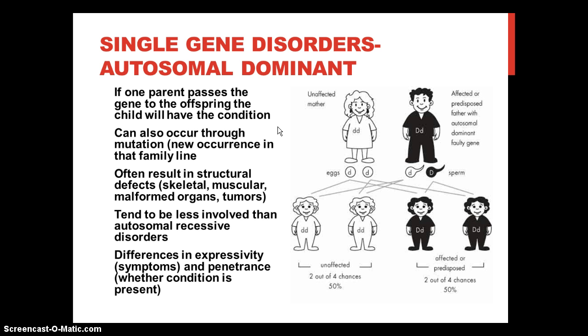The conditions that are autosomal dominant that lead to developmental disabilities are those where there are tumors that grow on the brain or in the nervous system.